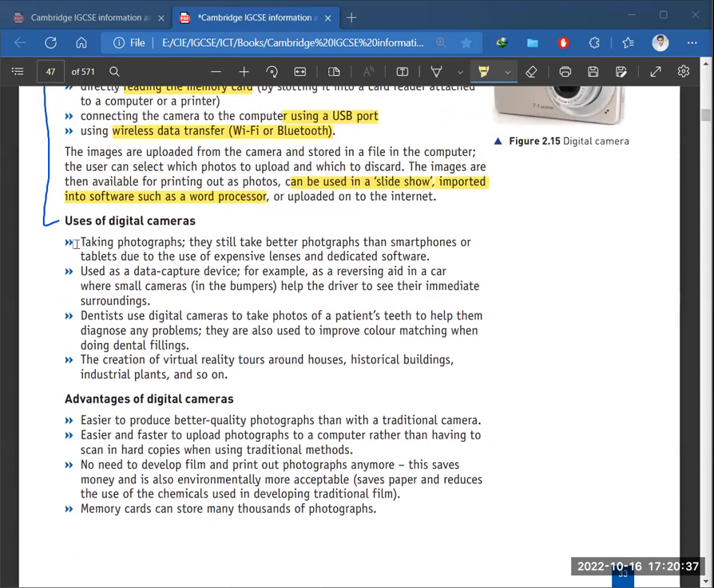Now, digital camera is fine. The first thing is, read only the highlighted parts. Taking photographs. Okay. Better photographs in smartphones or tablets due to use of expensive lens and dedicated software. So instead of saying any of this, let's say better photographs, due to use of expensive lens. Next, it's use of a data capture device.